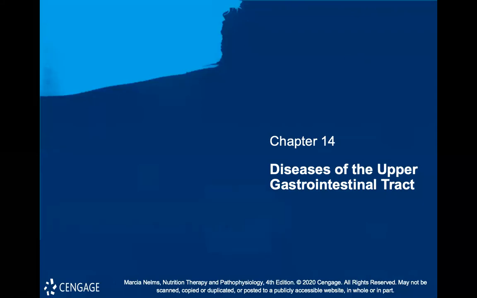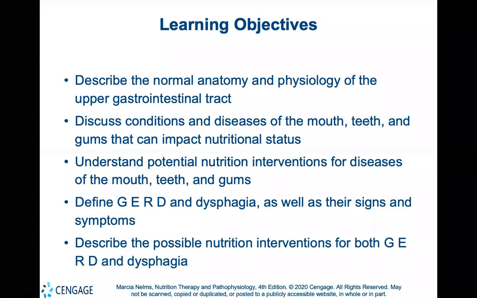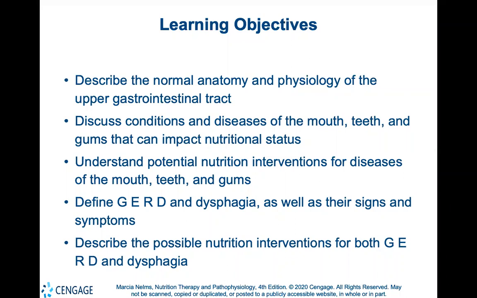Chapter 14, Diseases of the Upper Gastrointestinal Tract, Part 1. Learning objectives. Describe the normal anatomy and physiology of the upper gastrointestinal tract. Discuss conditions and diseases of the mouth, teeth, and gums that can impact nutritional status. Understand potential nutrition interventions for diseases of the mouth, teeth, and gums.